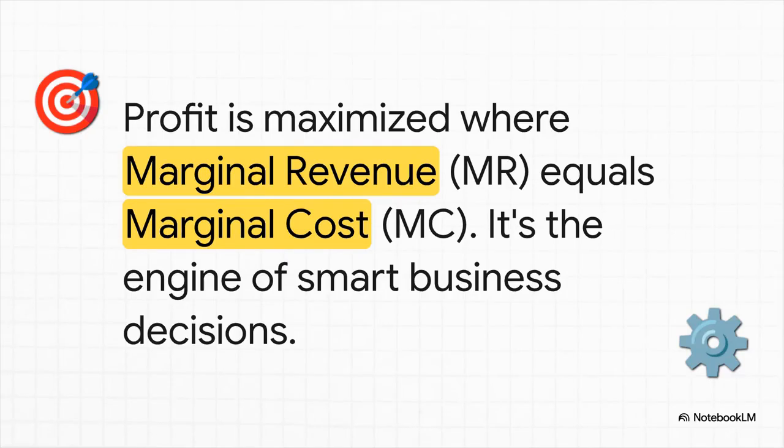And here it is. This is the golden rule, the secret sauce, the whole key to the kingdom. Profit is at its absolute peak when marginal revenue equals marginal cost. MR equals MC. It looks so simple, right? But trust me, this little formula is the engine that drives basically every smart business on the planet.